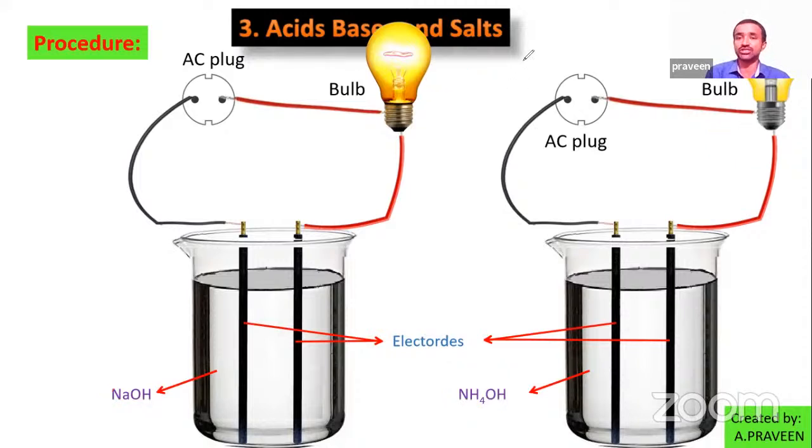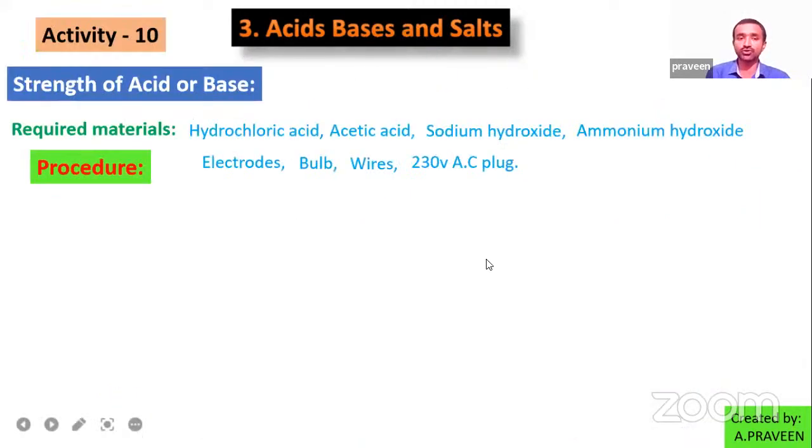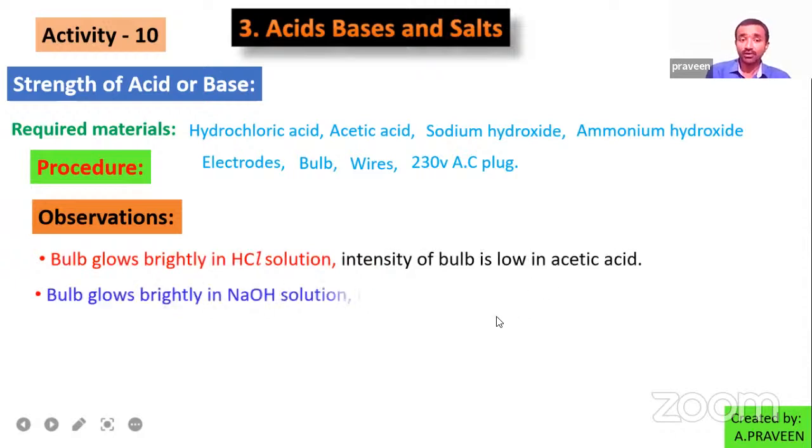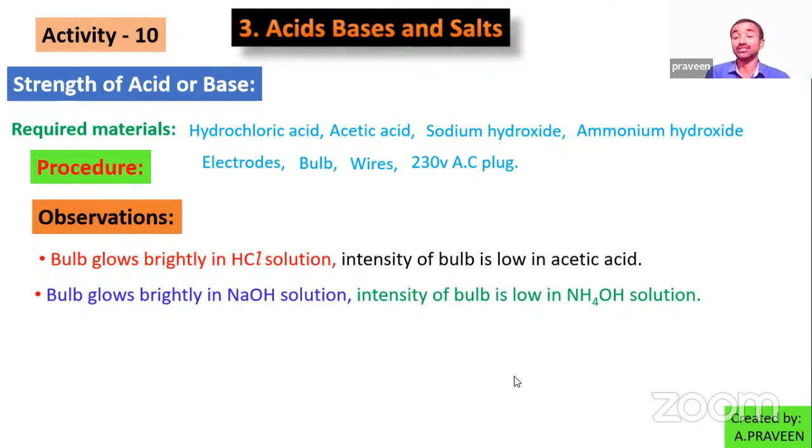So what conclusions or observations are you going to notice here? Your observation with the HCl solution and acetic acid, and now the bulb glows brightly in NaOH solution and the intensity of the bulb is decreased in ammonium hydroxide solution. So we have differences. The brightness of the bulb is different in different solutions. That is what we observed here.